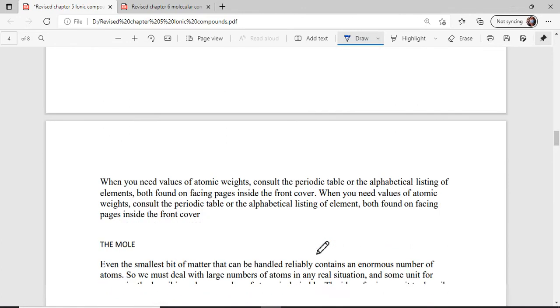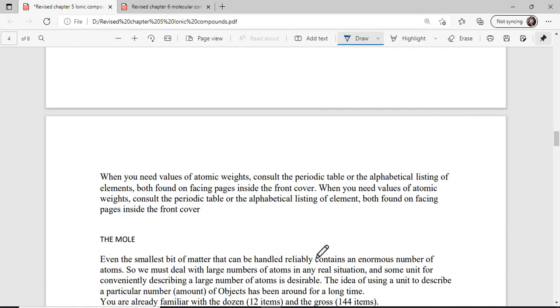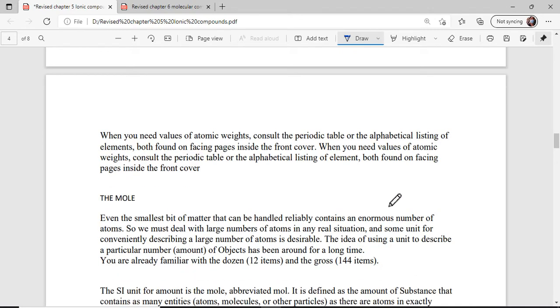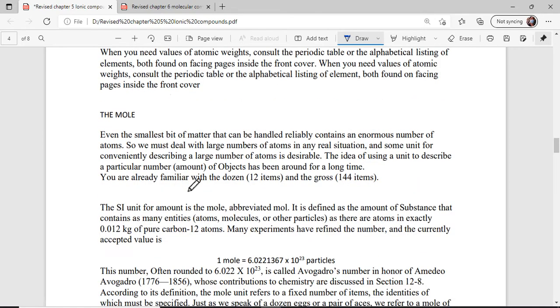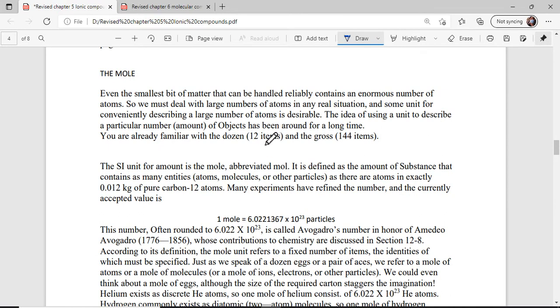Okay, when you need the values of atomic weight, consult the periodic table and also sa aton nga alphabetical listing of the elements found on the facing side of the front cover sa aton nga libro nga ginahatag, pero wala kung di ka provide. Okay, listing of the elements found sa aton nga front cover. Now sa aton nga moles. Okay, ano aton nga mole? Mole is the smallest bit of matter that can be handled reliably, contains an enormous number of atoms. So we must deal with a large number of atoms in a real situation.